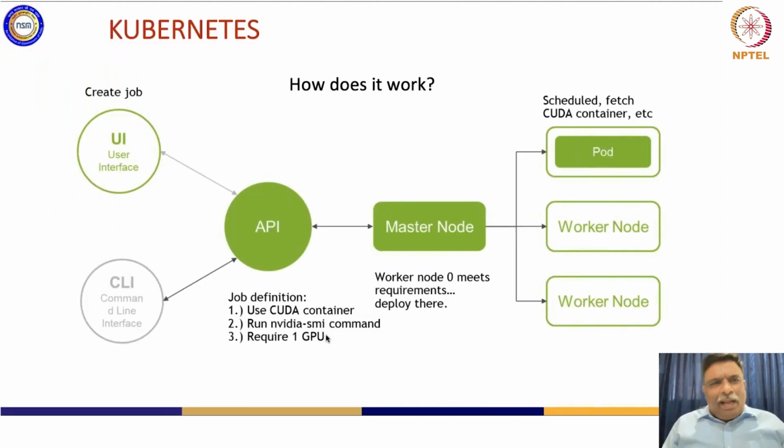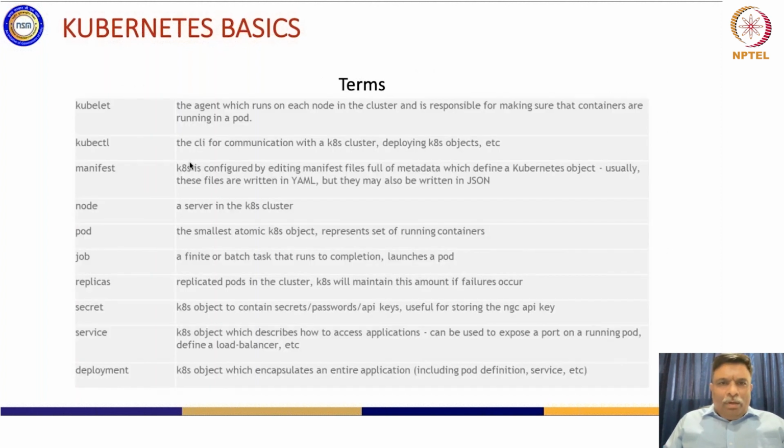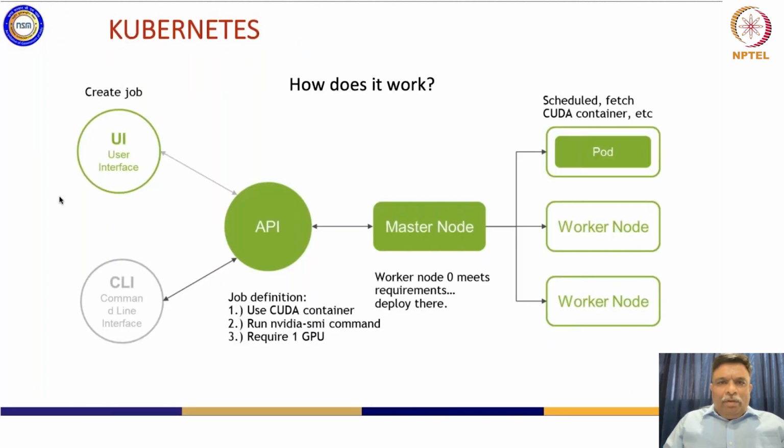We saw this, right? In Kubernetes, we had to create a job. We had to create a job, okay? And then through the API, you send it to the master node.